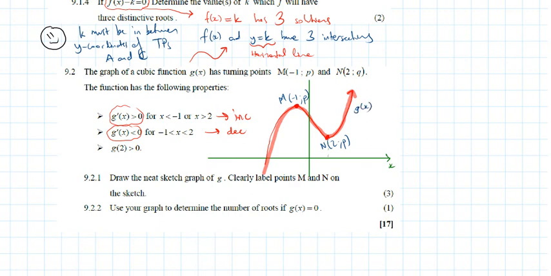Use your graph to determine the number of roots. You can just say only one. There's only one root. That means only one x-intercept. Okay, only one x-intercept, which means only one root. Okay. So what made us draw the x-axis below n?